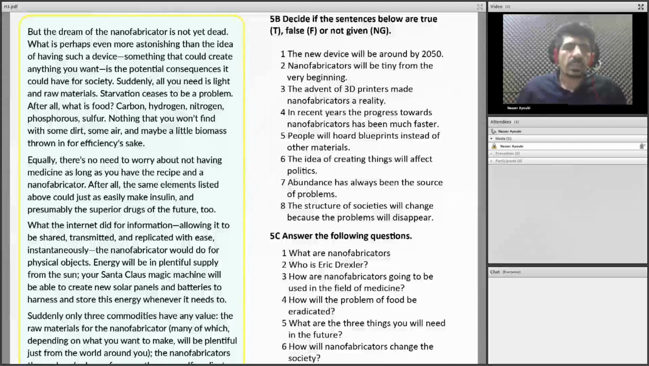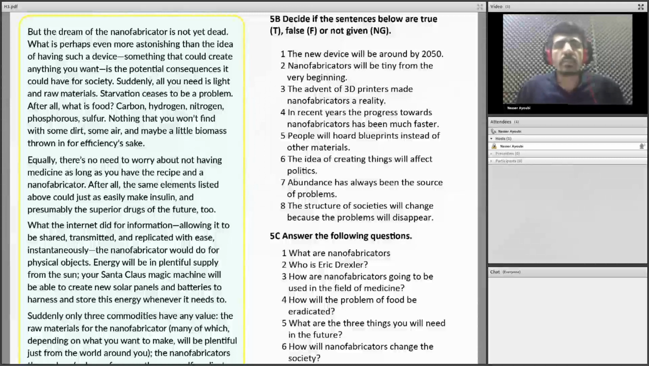Suddenly, starvation ceases. What is starvation? Starvation is a noun of starve. Starve means to suffer or die because you don't have enough to eat. So starvation means to die of hunger. Ceases means to stop something from happening. So starvation ceases to be a problem. There will be no dying of hunger anymore.